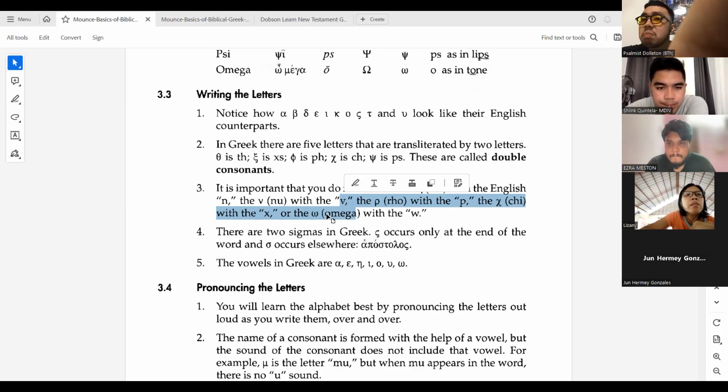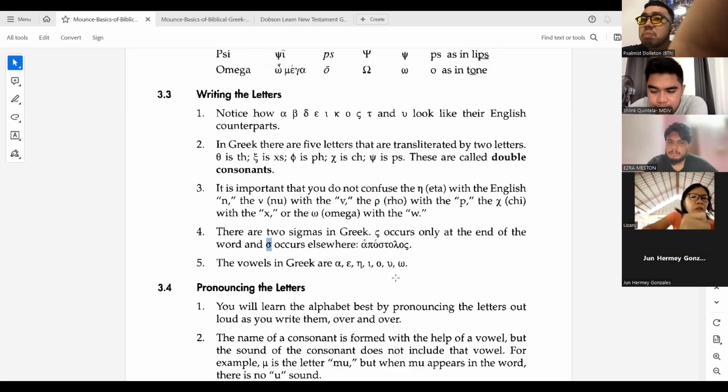Regarding the final form, when the Greek letter is used in the middle or in the beginning of a word, this one is used. It looks like the head of a cobra. But if the letter is used at the end of the word, like angelos, doulos, you will be using this one. This is the final form, which is very close to our English letter S. The example we could find here is read as apostolos. Notice that there are two letter S in the word apostolos. This one is the letter S used in the beginning and in the middle of the word, while this is the final form.